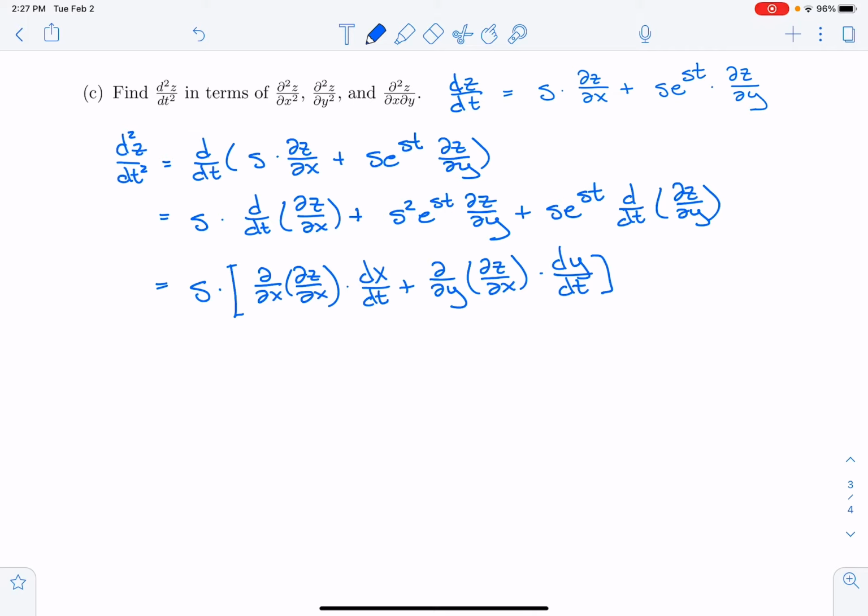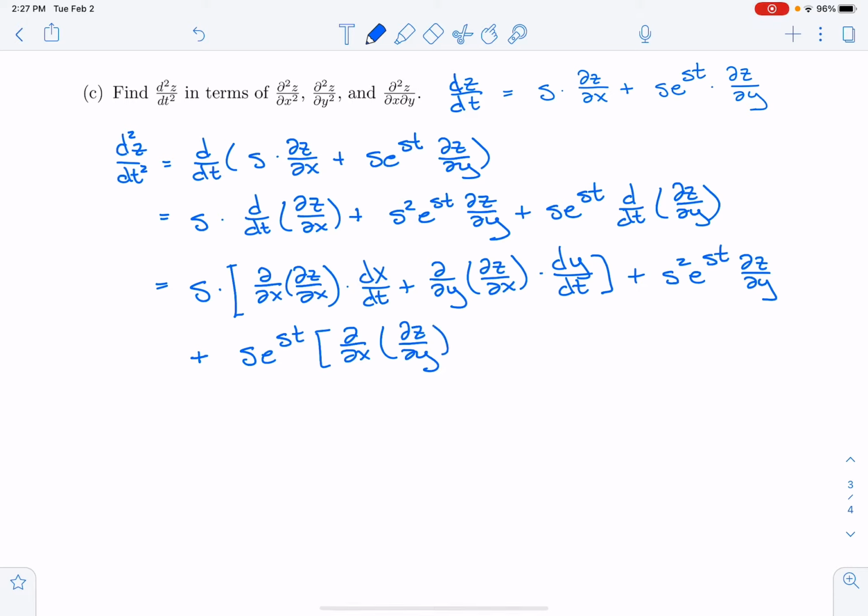Okay, plus s squared e to the st dz dy plus s e to the st times, now I'm going to take the time derivative of dz dy, that's going to be d dx of dz dy times dx dt plus the y derivative of dz dy times dy dt.